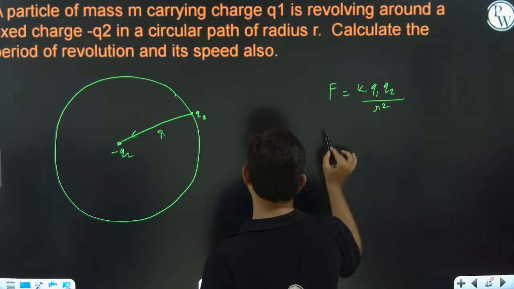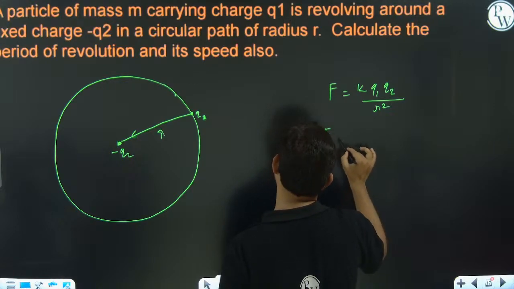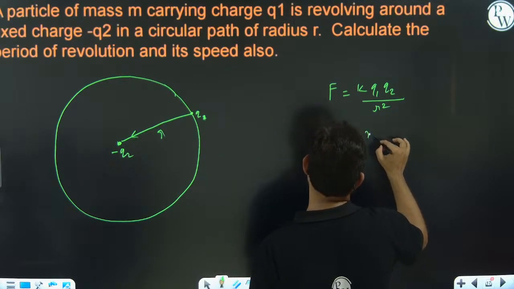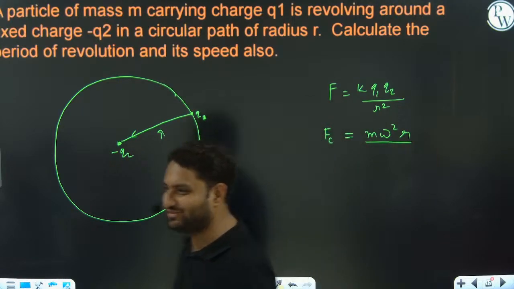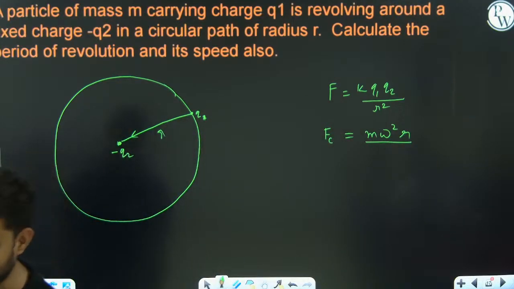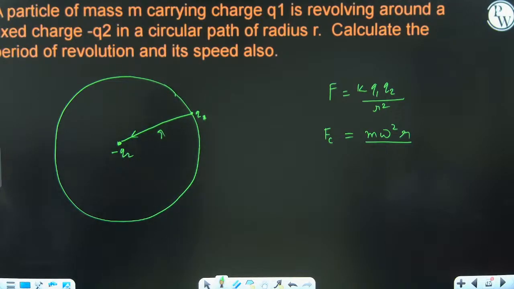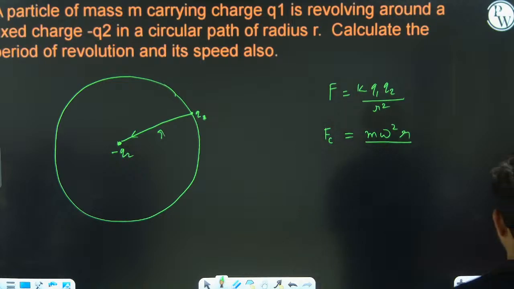Now centripetal force, we know that centripetal force is equal to m omega square R. Do you remember this? You don't remember? I know it. Centripetal force is m omega square R or m v square upon R. It is the same thing. What is omega, beta, here? Omega is angular velocity.